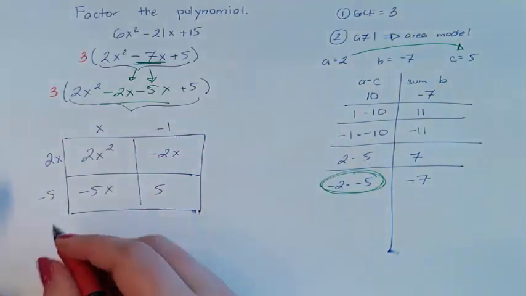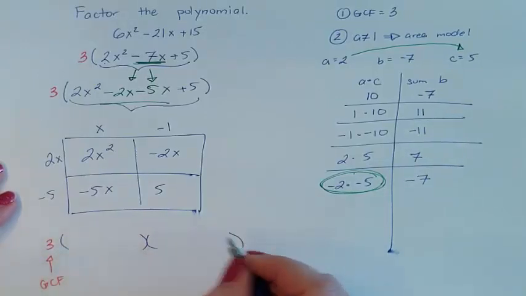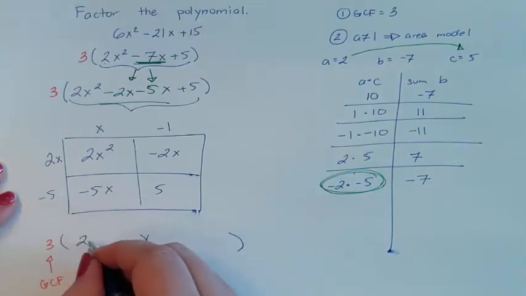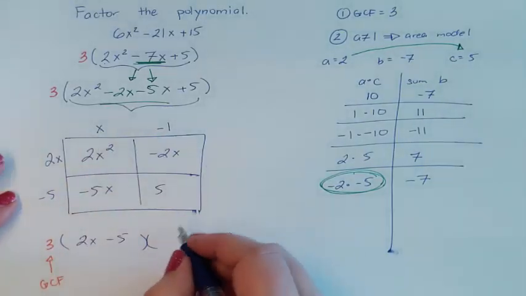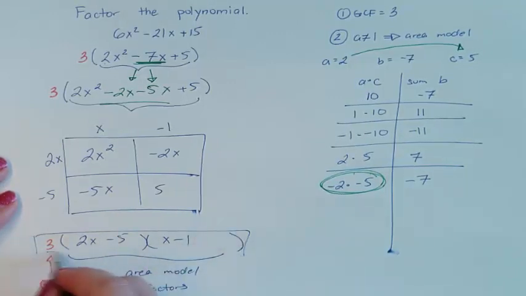So do not forget about your GCF. My GCF was the 3. And then the area model tells me my new parentheses. This is 2x minus 5. And this is an x minus 1. And these came from the area model. And so this right here is my final answer, and I'm done.